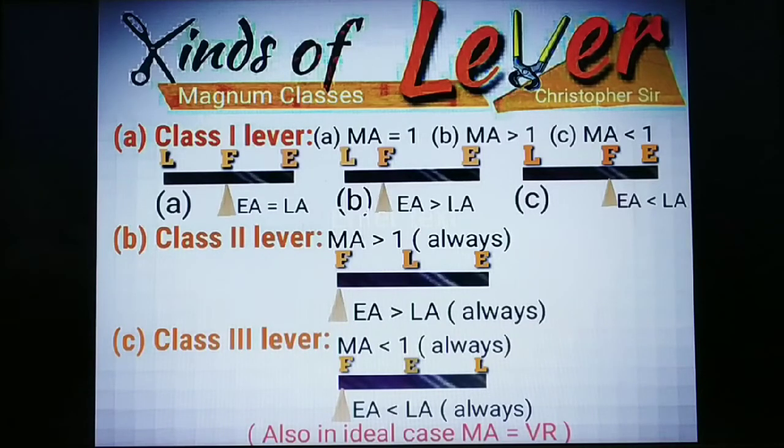In this class of lever, the mechanical advantage is always greater than 1, because as you can see in the figure, effort arm will always be greater than load arm. Class 3 lever now, here the mechanical advantage is always less than 1. As you can see in the figure, effort arm in all cases will be less than the load arm. Now this will be a speed multiplier, class 3 lever, and class 2 lever will always be a force multiplier. Also in ideal case, mechanical advantage is equal to velocity ratio.